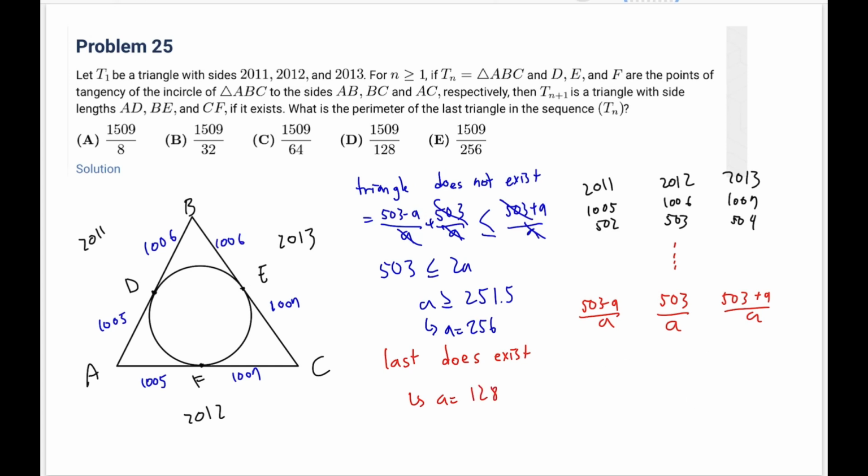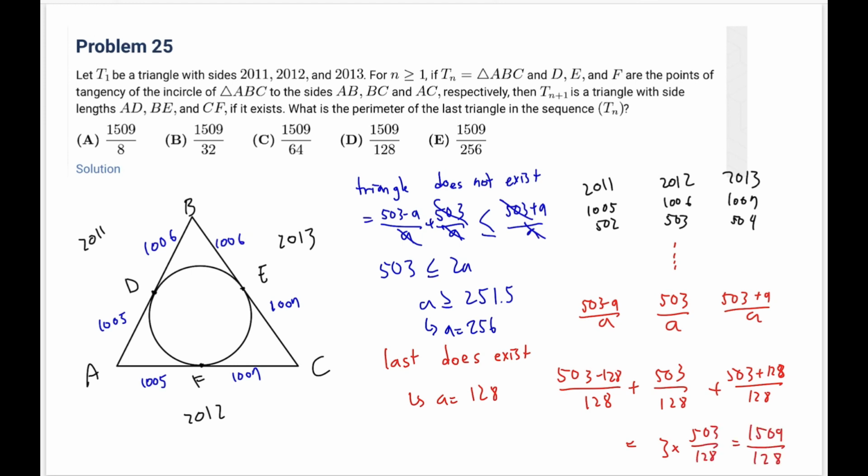And so that's when it's 503 over 128, and (503 plus 128) over 128, and (503 minus 128) over 128. If we add these together, it's 3 times 503 over 128, which is 1509 over 128. So the answer is D. And that was problem number 25 of the 2011 AMC 10B, and thank you for watching.